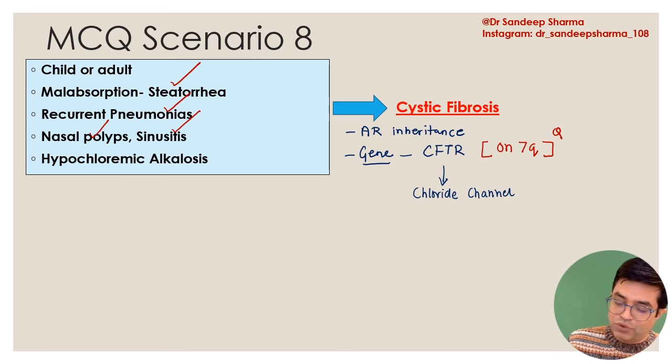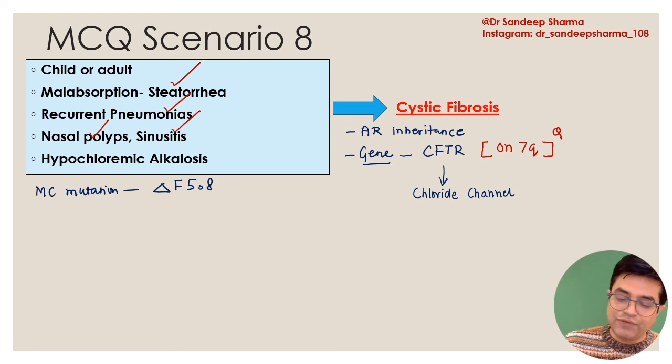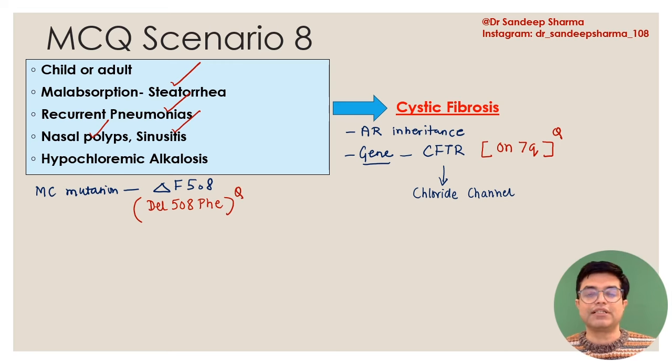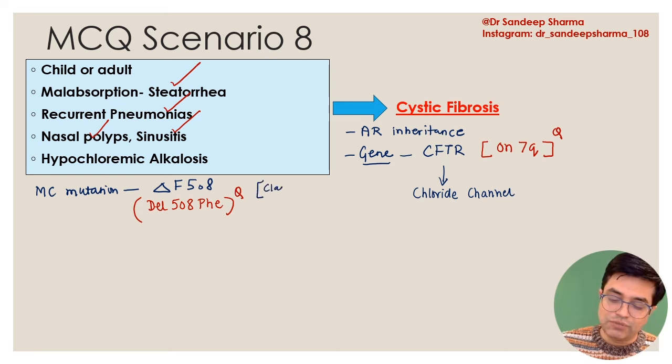And what is the most common gene mutation which is responsible for producing cystic fibrosis? There is a mutation called delta F508. इसका recently नाम change हुआ है. Now we call it deletion 508 phenylalanine, PHE. And this is a recent NEET PG question also, can be asked in the exam. So सबसे common mutation कौन सी होती है? It is delta F508, now called deletion in 508 position of phenylalanine residue. And this is considered to be a type of class 2 mutations.